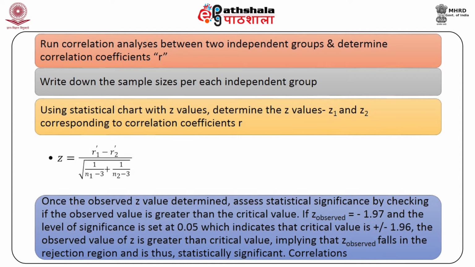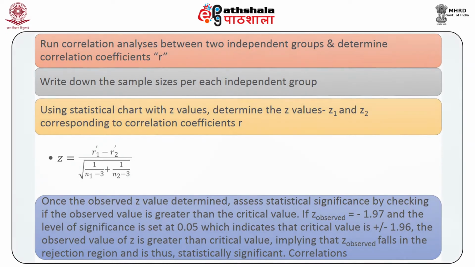Once the observed Z value is determined, we assess the statistical significance by checking if the observed value is greater than the critical value. If the observed Z value, that is the calculated value, is equal to minus 1.97 and the level of significance is set at 0.05, which indicates that the critical value is plus minus 1.96, the observed value of Z is greater than the critical value, implying that Z observed falls in the rejection region and thus a statistically significant correlation is there.